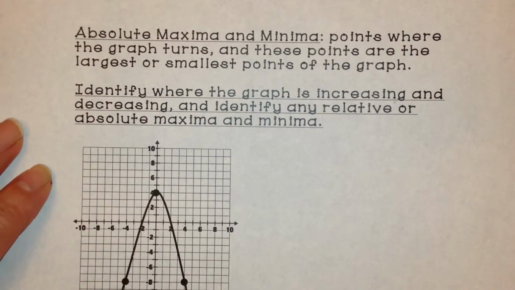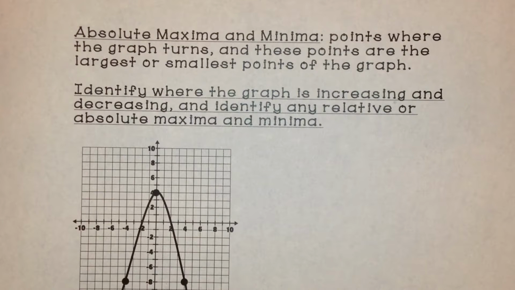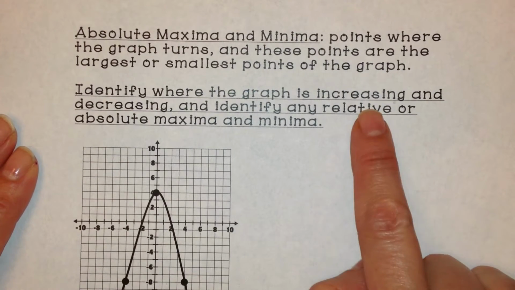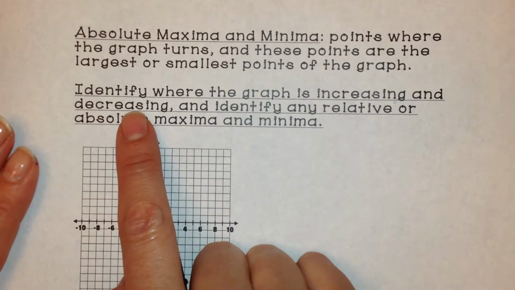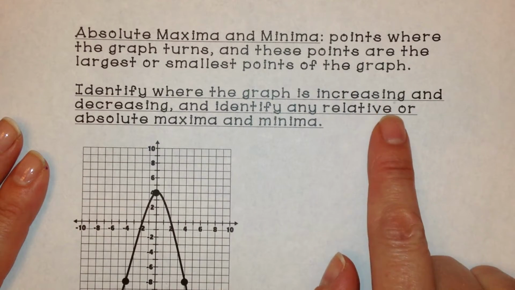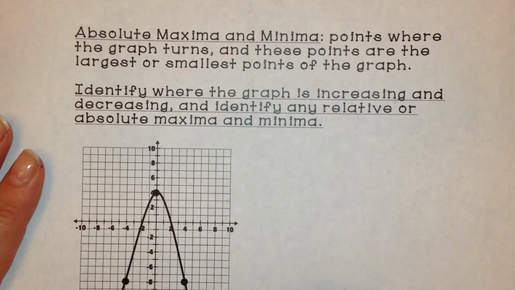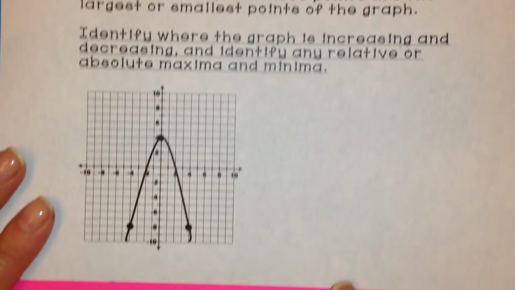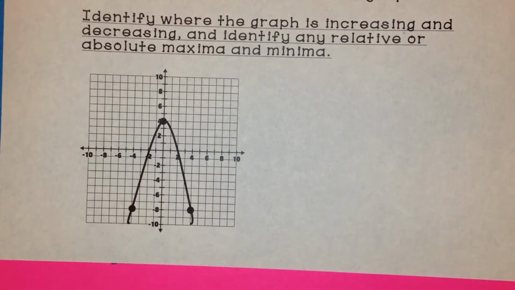All right, the absolute maxima and minima are points where the graph turns, and these points are the largest or smallest points of the graph, so they truly are the largest or smallest. So identify where the graph is increasing and decreasing, and we're also going to identify if there are any relative or absolute maxima and minima. Okay, so on this graph, when you're determining if it's increasing or decreasing, you're going to look at the graph going left to right.